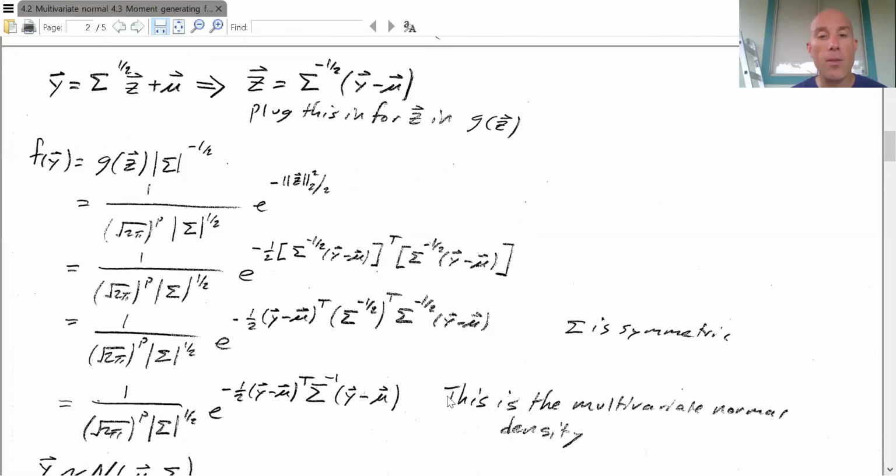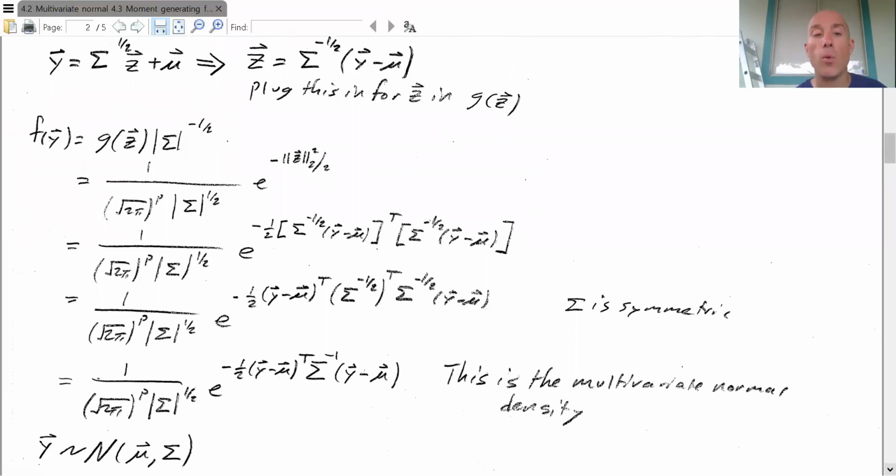All right, so now I just started cleaning it up a little bit, and I can see that this is the multivariate normal density. So how are we going to write this? How are we going to abbreviate this? Well, we're going to say that the vector y is normally distributed with mean mu vector and sigma as the covariance matrix.